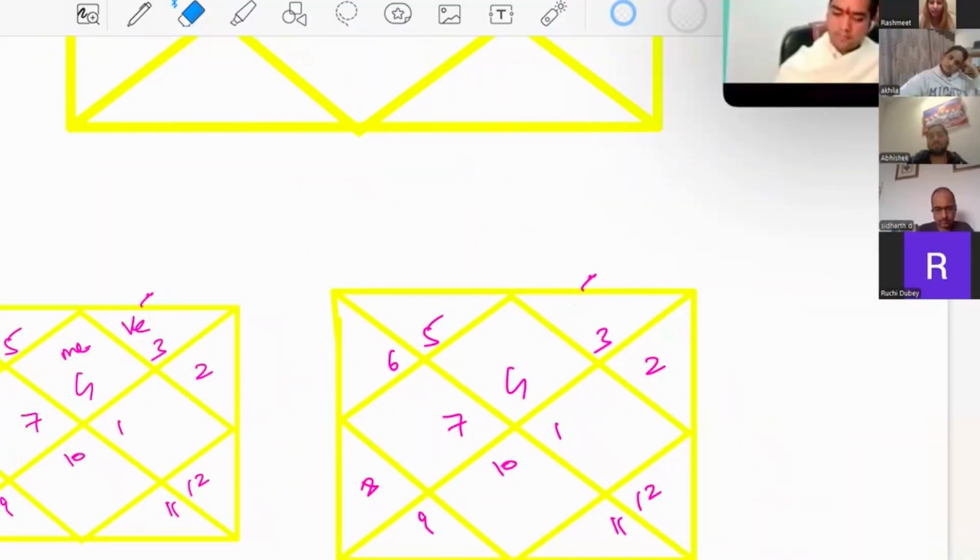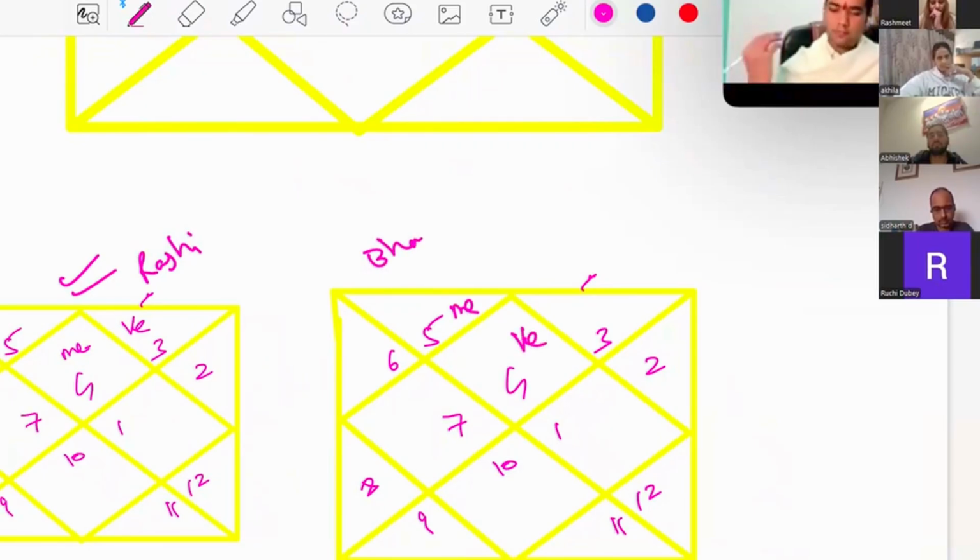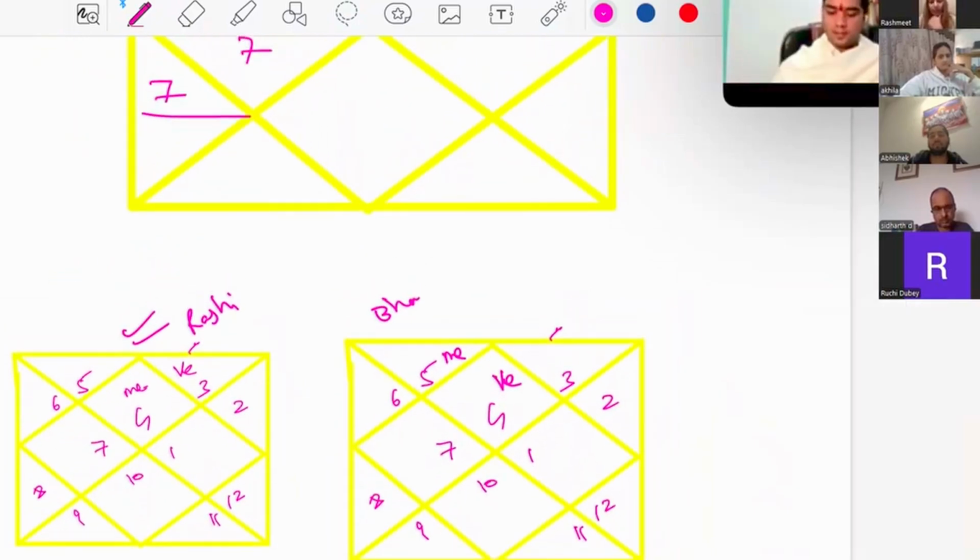In the Bhavchalit chart, they will first show this as a Rashi chart, and in the Bhavchalit chart you will see they will just do this, nothing else. They will just do this, and then you will be confused.